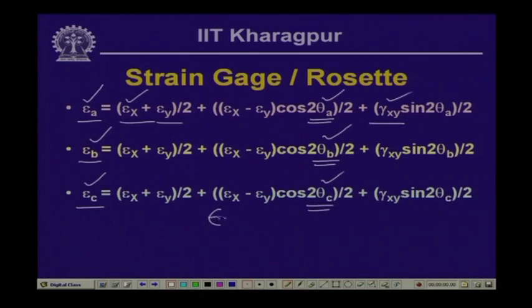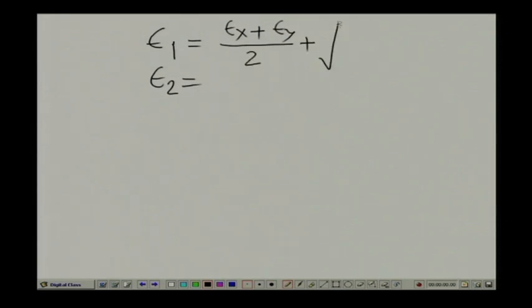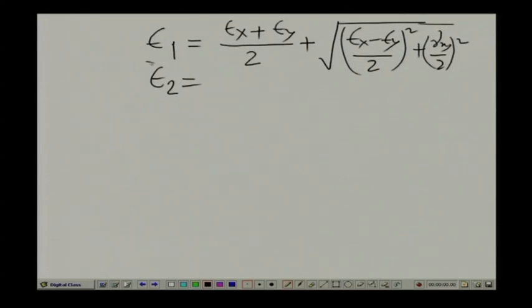Now, once we know epsilon x, epsilon y and gamma x y, we can compute the values of epsilon 1 and epsilon 2. This we have seen we can compute as a function of epsilon x, epsilon y and gamma x y, which is epsilon x plus epsilon y by 2 plus root of (epsilon x minus epsilon y by 2) square plus (gamma x y by 2) square. So, this is the value of maximum principal strain, and the same quantity with minus will give epsilon 2.